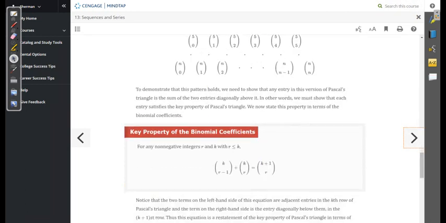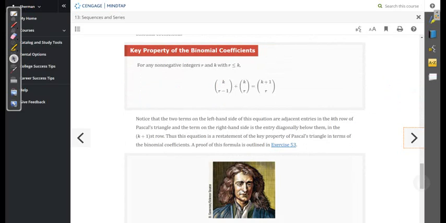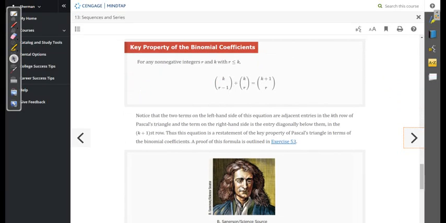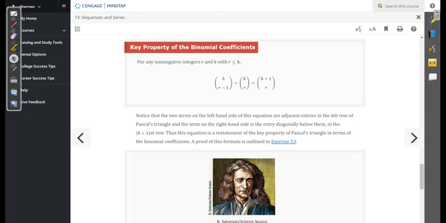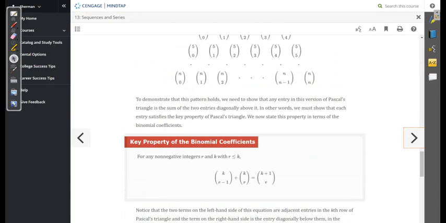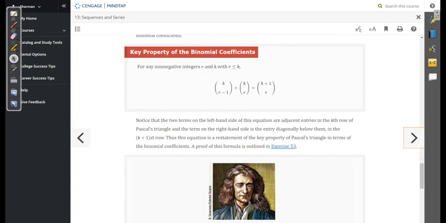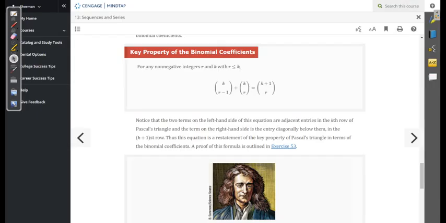Alright, so I think maybe we should snip. Yeah, let's go back and change that up. I want to snip the little note beneath it.